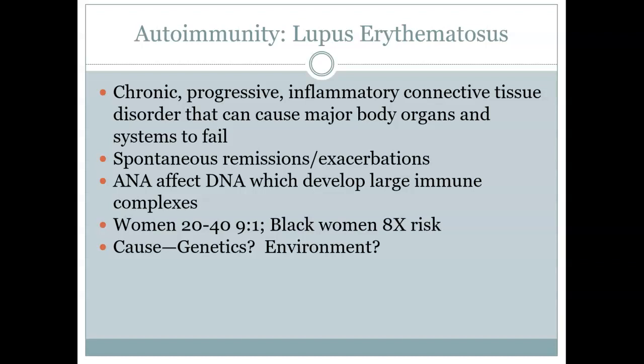This is, by and large, a disorder that affects women more than men. Women typically 20 to 40. Usually it is diagnosed around a woman's childbearing years. Black women in particular are at 8 times the risk. There is a genetic component to it. They haven't completely figured out the different issues. It's underway, something that is being studied, and there may be an environmental link too. It could be something that the patient was exposed to in the environment.